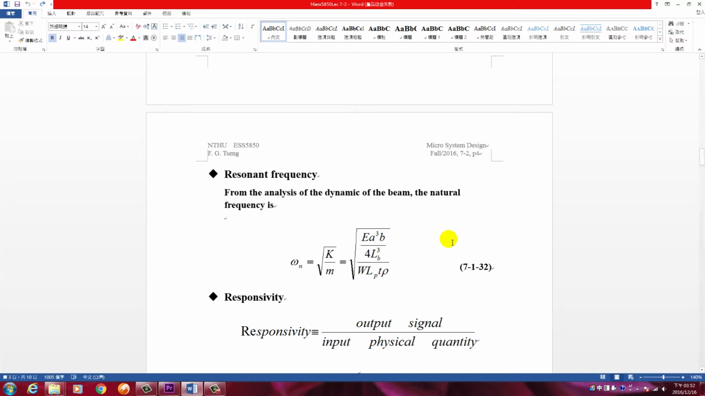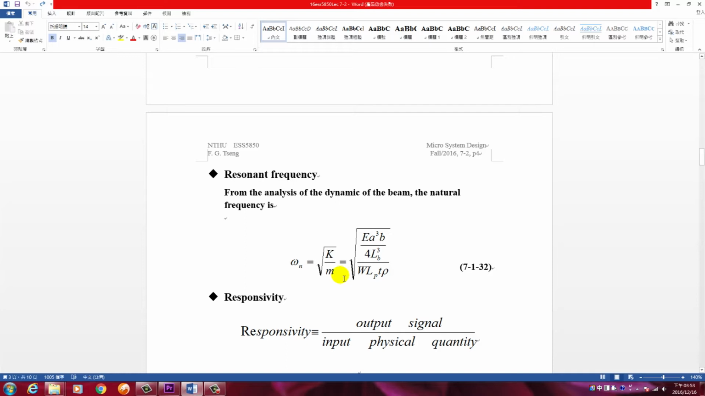Now we consider resonant frequency. Resonant frequency tells us how fast the system can follow our signal. When we have a sound signal input into the system, if the signal vibrates too fast, the system cannot follow, so there won't be any signal coming out. So it's important to design our system with a fast enough frequency response to follow your signal.